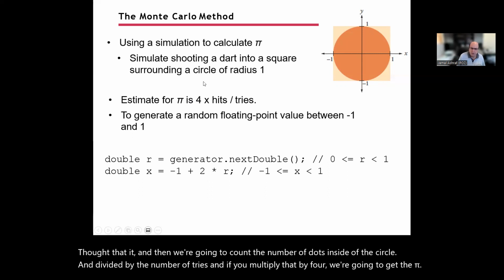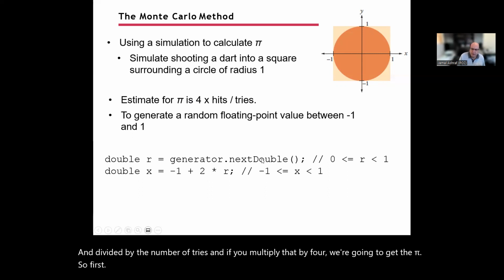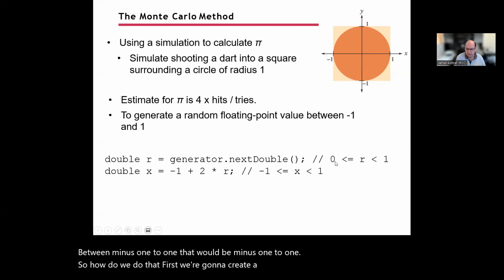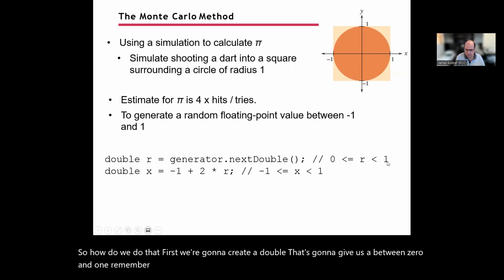So first, we need to generate a number between -1 and 1. So how do we do that? First, we're going to create a double. That's going to give us a number between 0 and 1. Remember, 1 is exclusive. It's not going to give me 1.